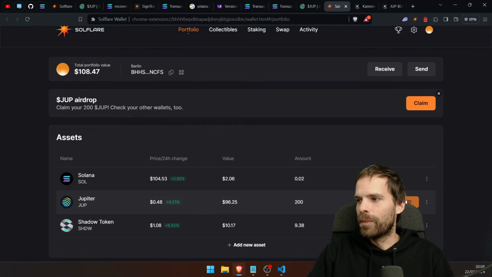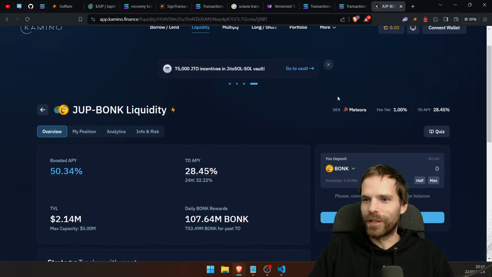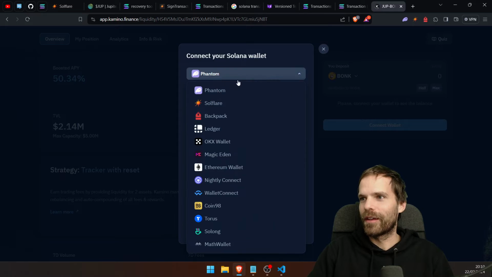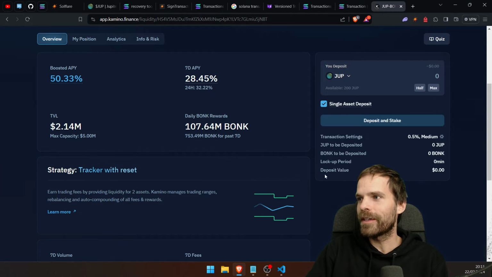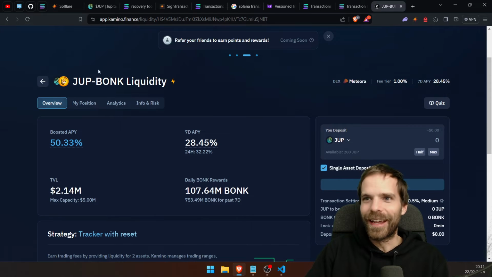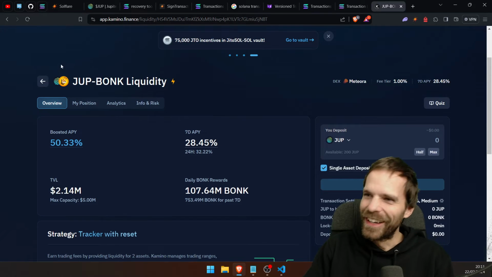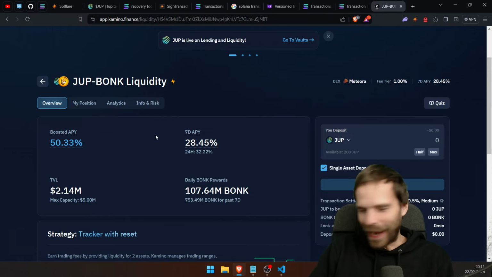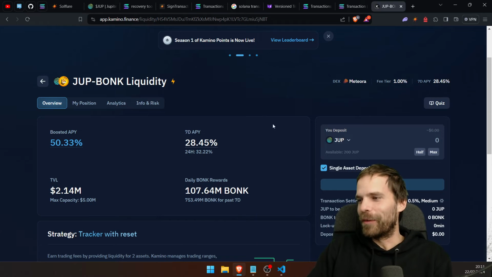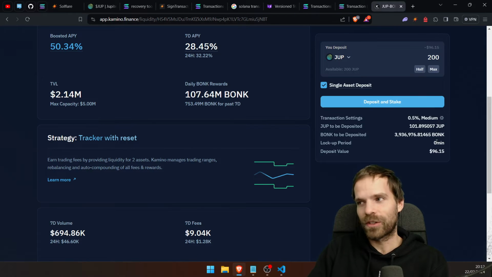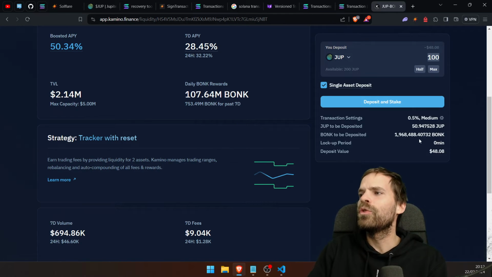Now that I have some Jupe, now that we have some tokens, we can finally play around with Kamino. Single asset deposit. I could also deposit both of them, but let's do a single asset deposit in the Jupe-Bonk liquidity pool, because while we're doing DeFi, we might as well do DeFi. Lockup period 0 minutes, that's good. I like my lockup of 0 minutes because I want to get it out ASAP again. Oh, so you automatically convert to Bonk then, is that what you do?